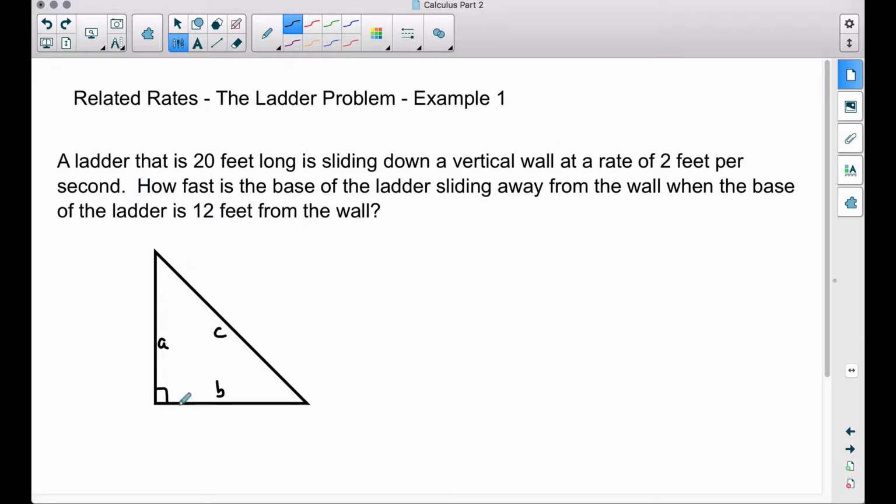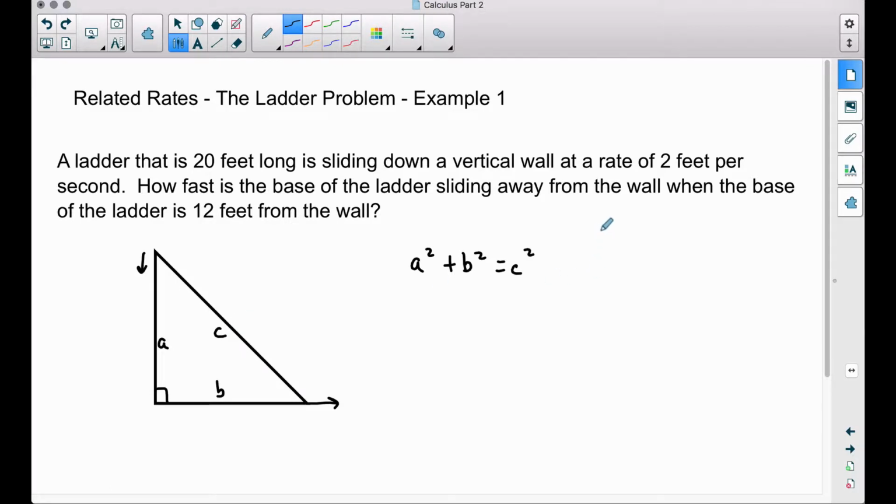Now, with these ladder problems, you're always going to draw a right triangle, and one of our basic formulas is a squared plus b squared equals c squared. A is the distance from the top of the ladder to the ground. That's going to be changing because it's sliding down. B is the distance from the base of our ladder to the vertical wall. This B is going to be changing because as the top of the ladder goes down, this distance is getting bigger. And C is the length of our ladder.